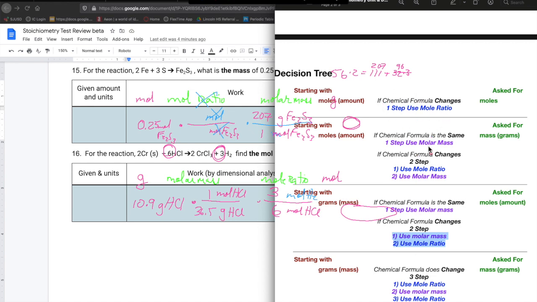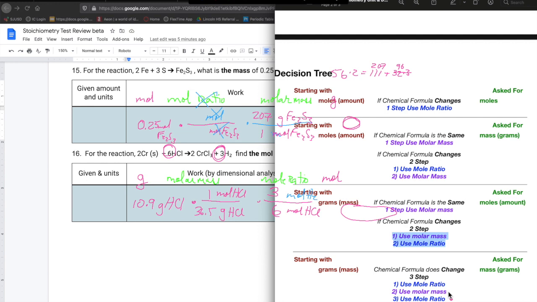You have to do this one. You do have to do this sometimes if you keep the same substance and you're going from moles to grams or grams to moles. You have to use molar mass all by itself. And then when you do two-step problems, if you start with moles, you start with mole ratio. If you start with mass, you start with molar mass. And then the 3-step one, molar mass.